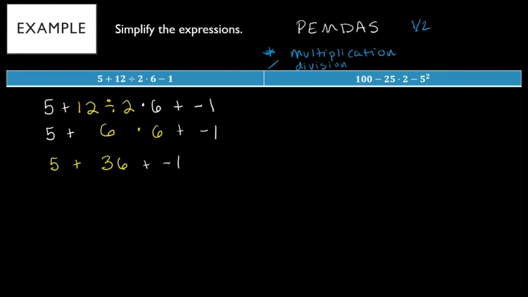So we'll do the 5 plus 36 first, which is 41. Then that gives us 41 plus negative 1, which comes out to 40. This is the type of problem that you often see on the internet, like on Facebook, where people are arguing over what the right answer is, because people will do the multiplication before the division, but the division has to come first because that goes left to right.